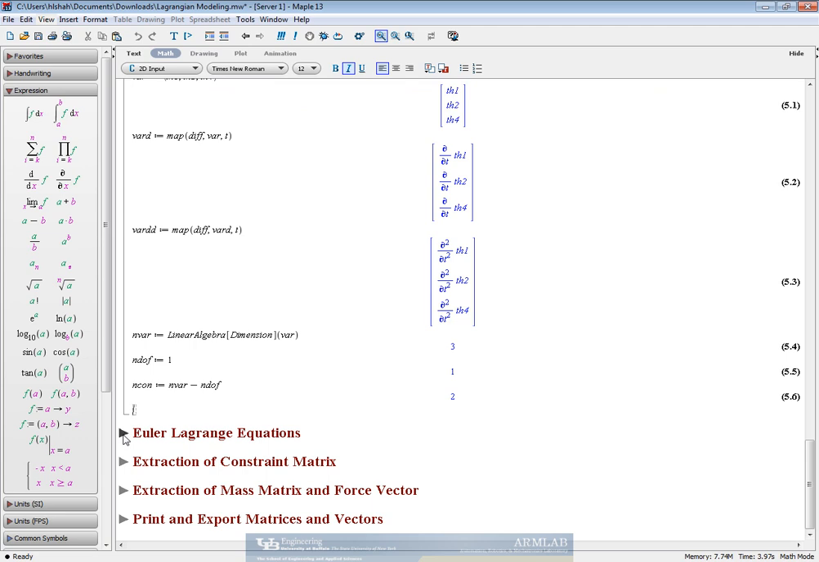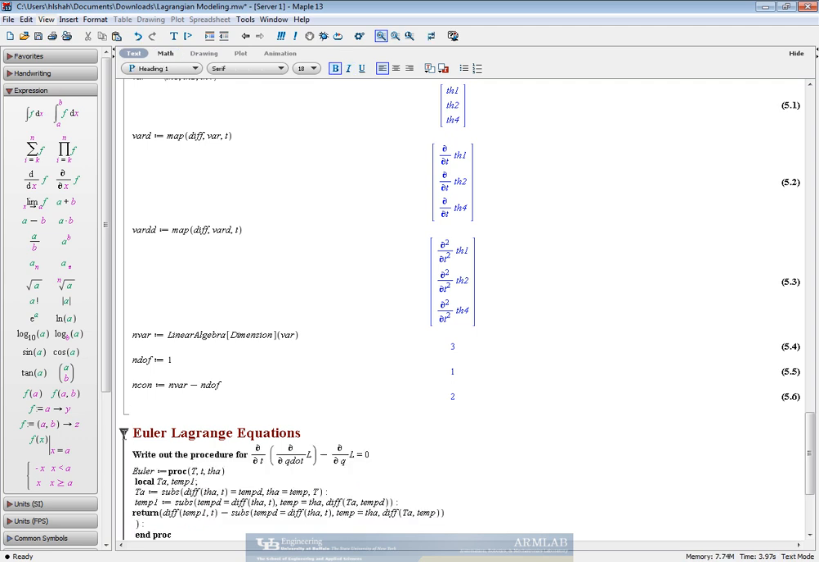Now at this point, we can use the Euler-Lagrange command in the variational calculus package of Maple, but we would like to develop our own procedure in order to understand how the Euler-Lagrange formulation works. So we see that the Euler-Lagrange formulation is nothing but dou by dou t of dou by dou q dot of L minus dou by dou q of L is equal to 0. There are other tau terms in this, which we will be covering in a later session.